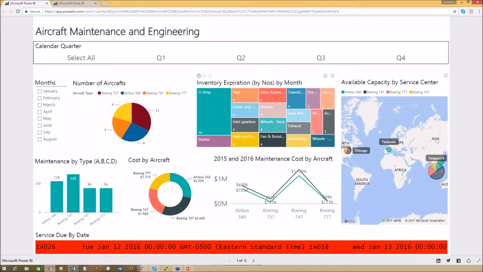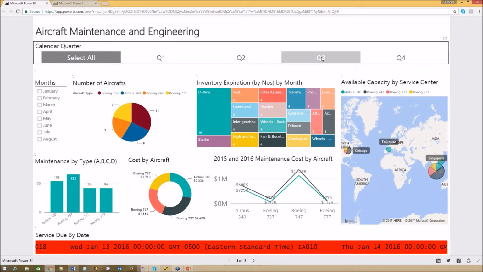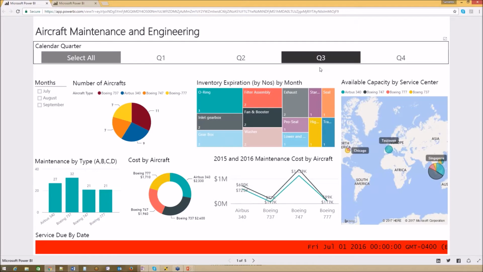Apart from this, as I've been talking about from the initial slides, the graphs are very, very interactive. If you can see, the snapshot that I've been showing is for an entire year. I can quickly look into a different quarter per se and plan my budget, plan my personnel, and so forth. So this simplistic dashboard can help capture a lot of information for the maintenance and the engineering division.